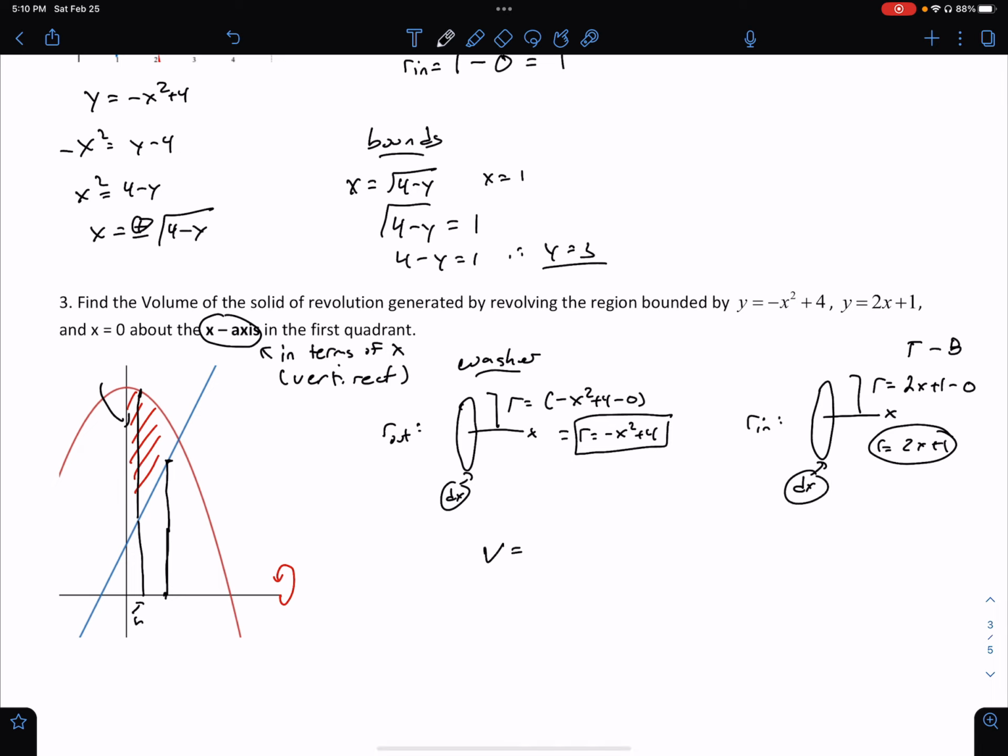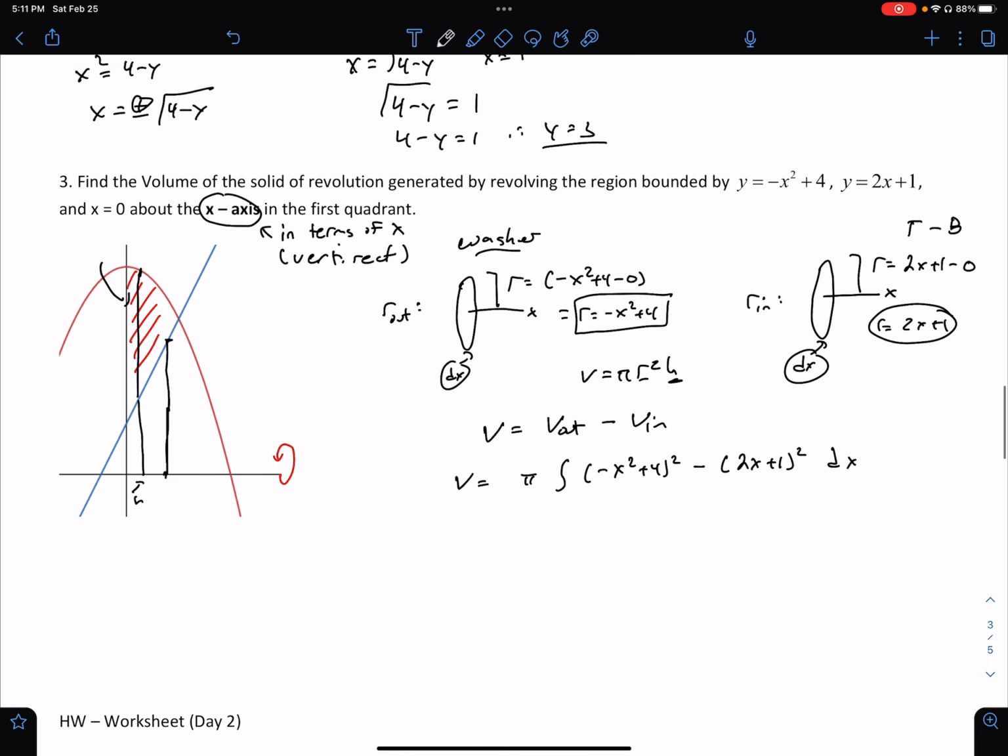So to get the volume, remember, we're going to do volume of the outside minus volume of the inside, and that's it. So we would get pi. We can go ahead and write this out. Our outside radius squared, because remember, V equals pi r squared h. So our outside radius, remember, is this negative x squared plus 4. So we get negative x squared plus 4 squared minus the inside radius squared, which is this 2x plus 1 squared, and dx. That's our height.